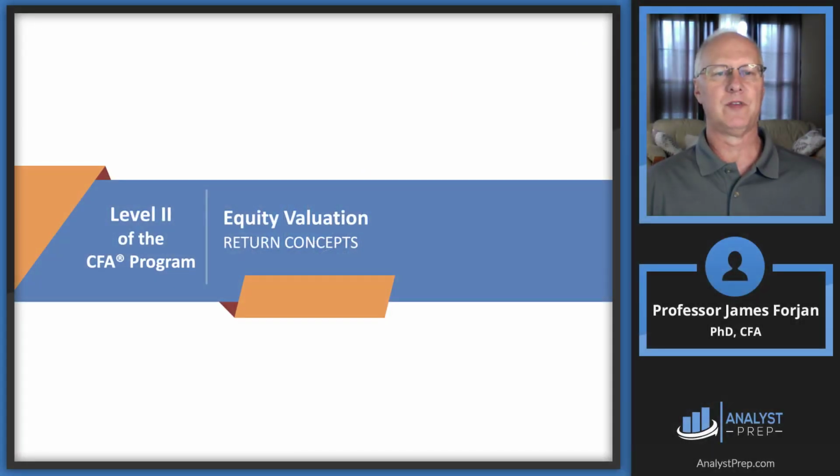This is level 2 of the CFA program, the topic on equity valuation and the reading on return concepts. This reading sounds like it ought to be maybe one page and maybe one learning outcome statement. You can agree with me that if you start with a financial security whose initial value is 100 and you end up with a value of 110, that's a 10% return, and that ought to be the entire reading.